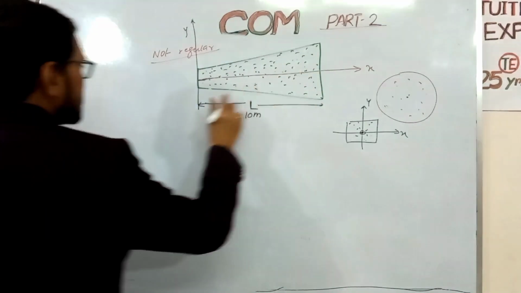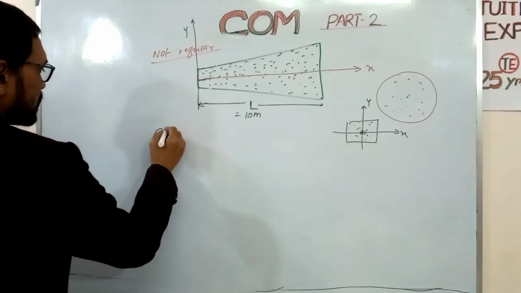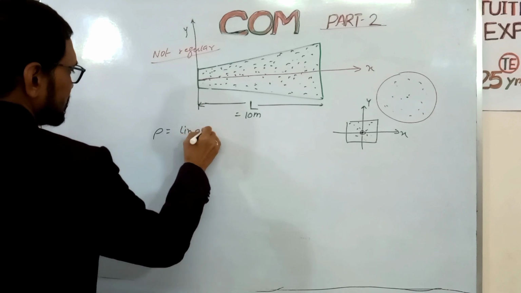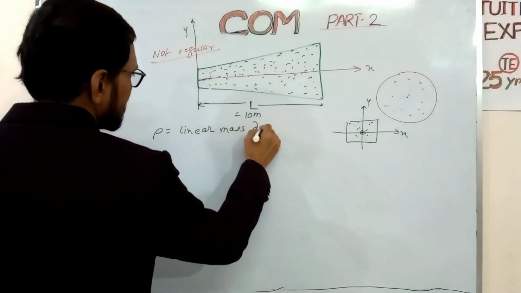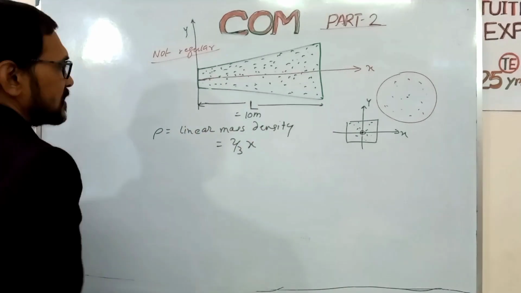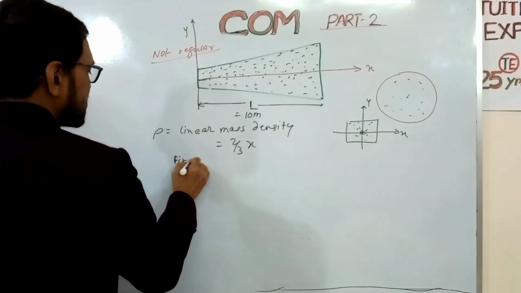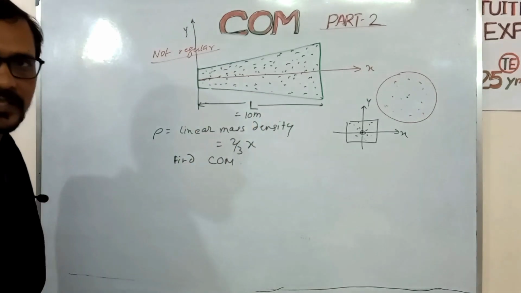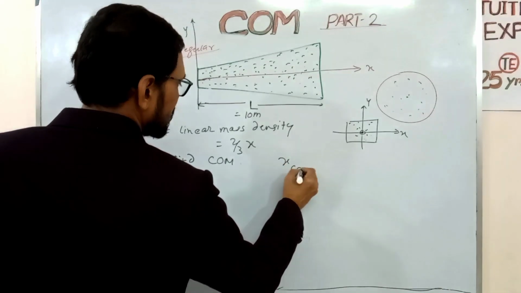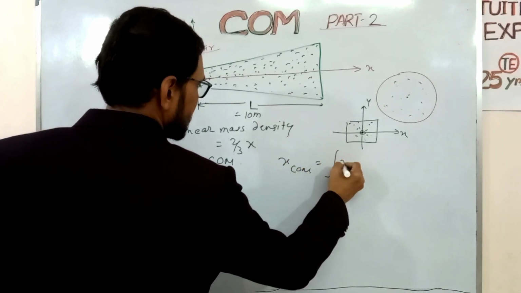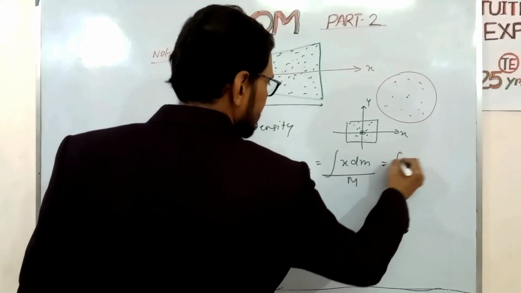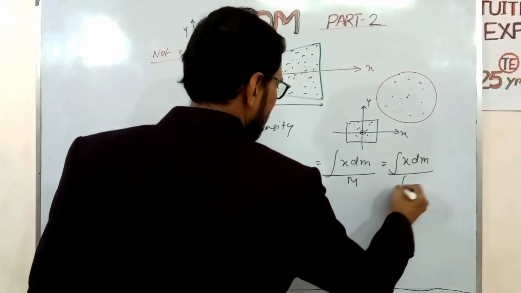Now the mass is increasing, given by the linear mass density, that is, mass per unit length of the body. The linear mass density is given as this. Now what is the center of mass? Find the center of mass of the body. To find it, we apply x_CM equals the integral of x dm divided by the total mass, that is, the integral of x dm divided by the integral of dm.